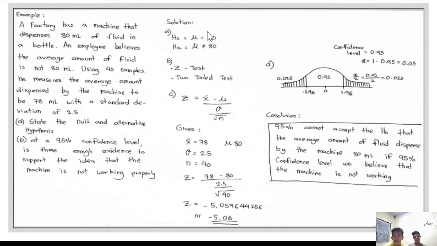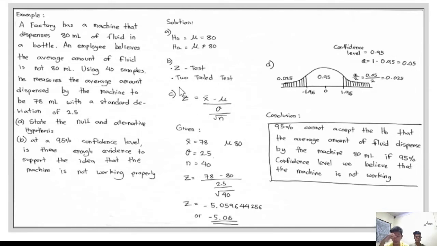Solution. Sa pagkuha ng null hypothesis, alam natin na ang null hypothesis is H sub O, mu is equal to 80 ml, at yung kontra ng equal is not equal. Kaya ang alternative hypothesis natin is mu is not equal to 80 ml. Sa step 2 natin yung identify the test to be used. Yung sigma ay given, kaya z-test ito, at two-tailed test.